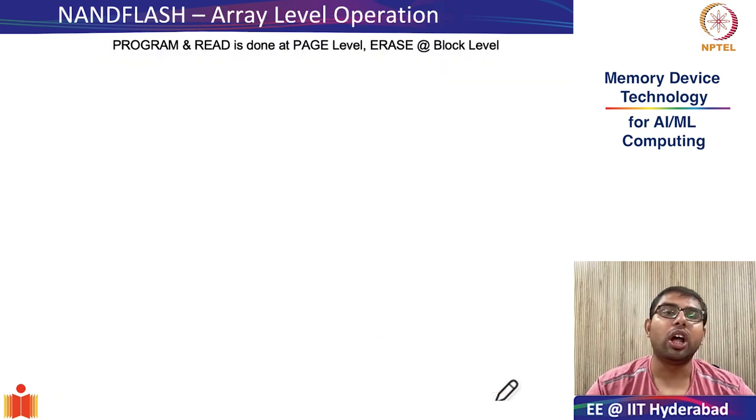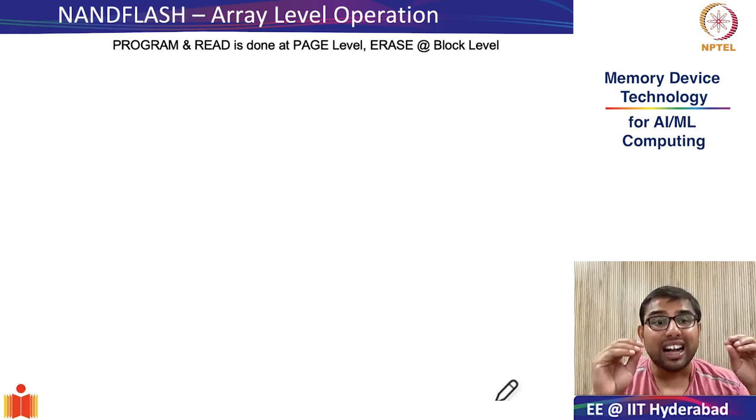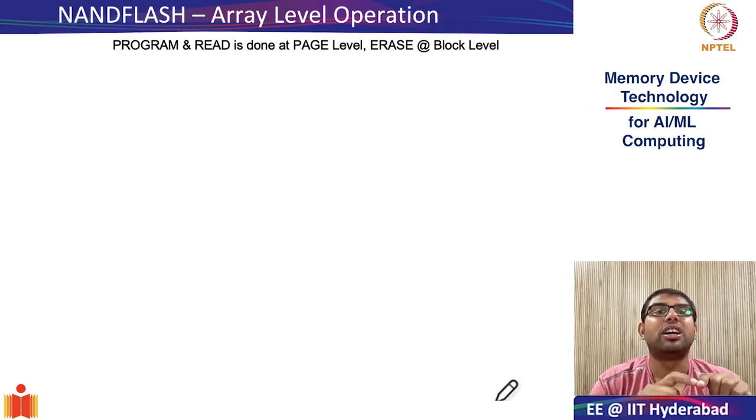Next, we started looking deeply into the array level operation biasing schemes for both program, erase and read. Now, erase was relatively simple. It was done at the block level. The program and read had a lot of intricate biasing mechanisms to ensure that only the correct page is programmed or read out.